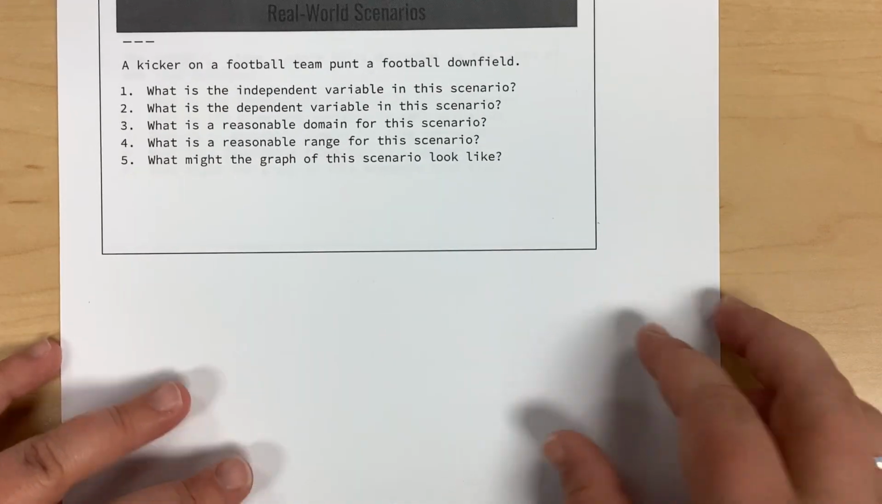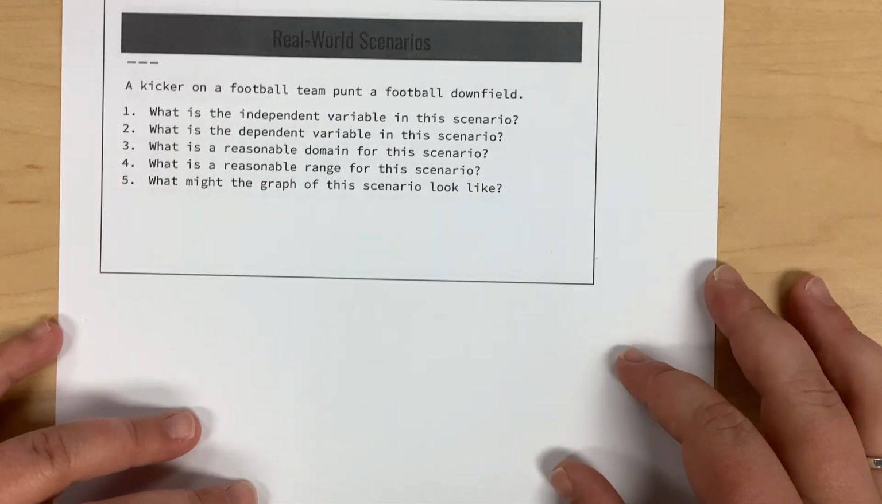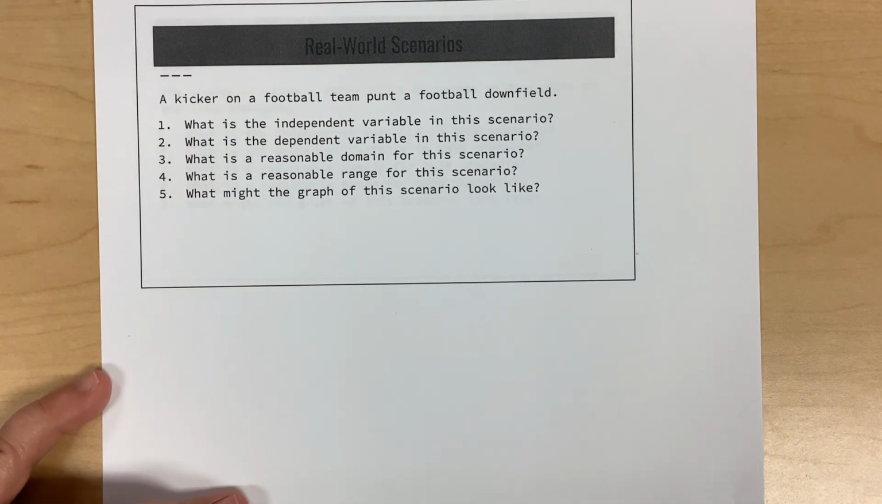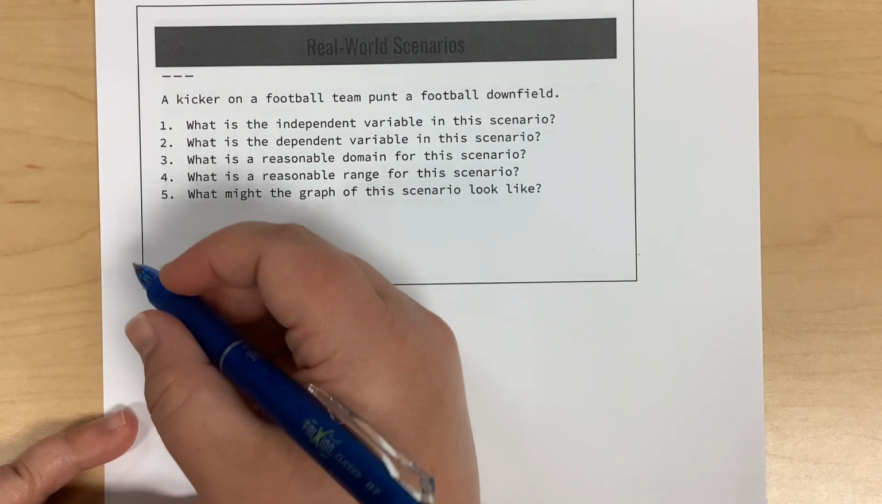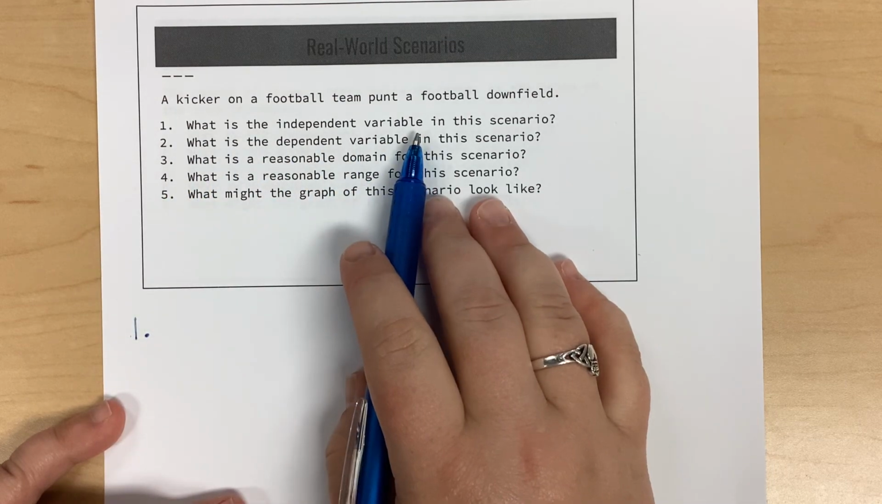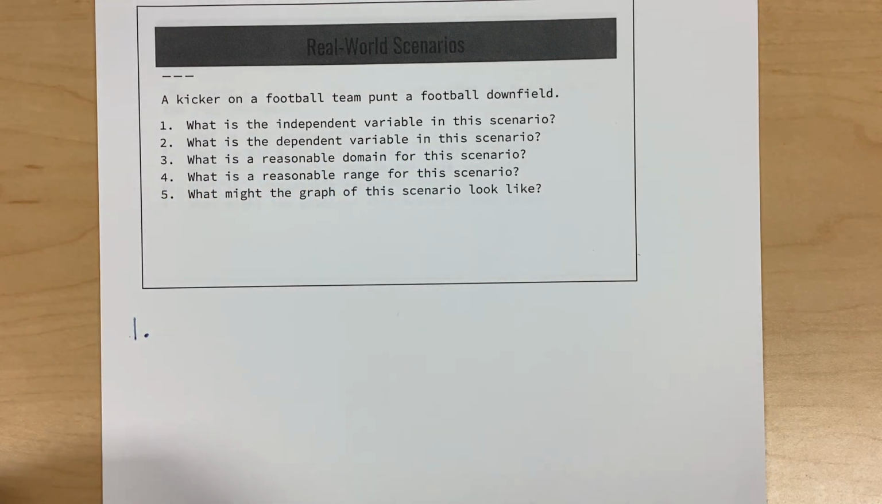All right, we got a couple left. A kicker on a football team punts a football downfield. All right, so first problem here. What is the independent variable in this scenario? All right, so independent. Okay, so we know that this football is being kicked. They aren't giving us much else to go off of, so you have to think in your head what this looks like. So what is happening to the football here?